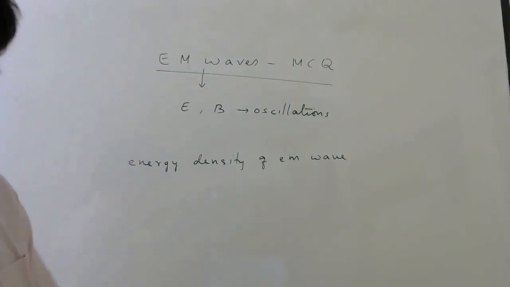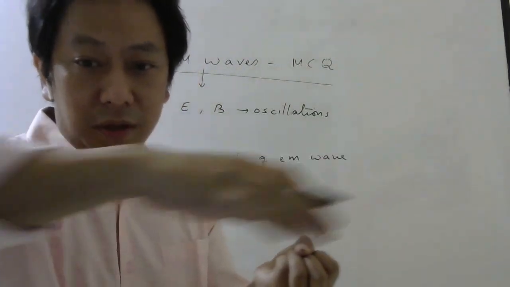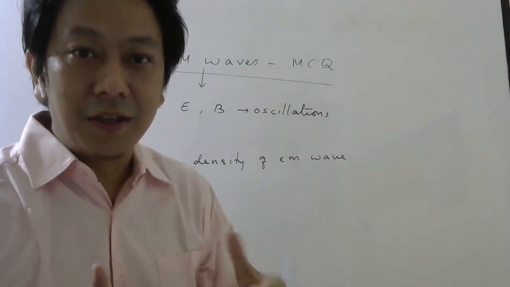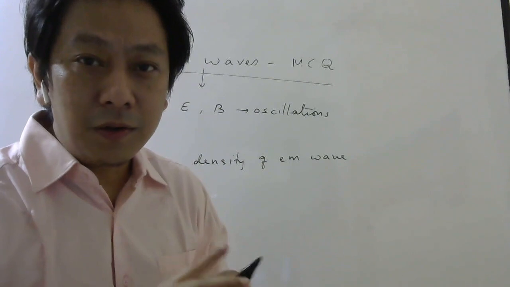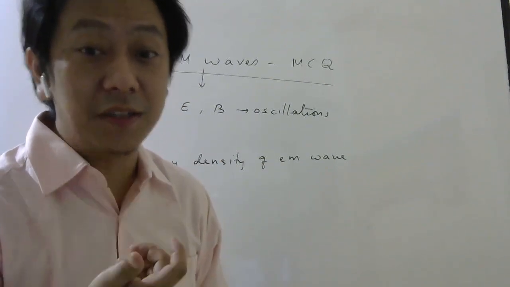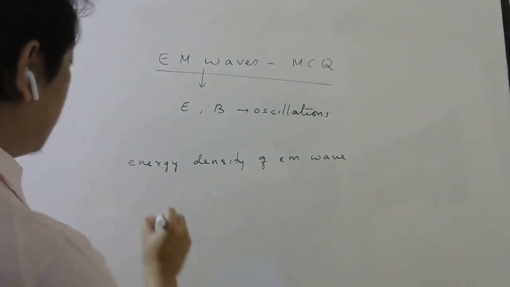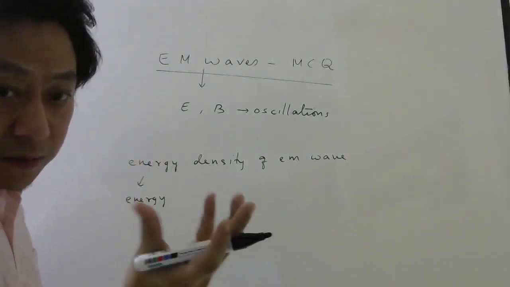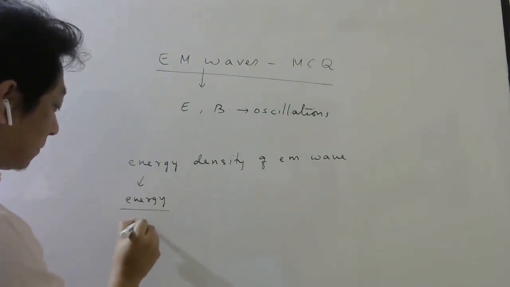imagine there is a source of light, then in the surrounding space there is light. If there is light, there is energy. If there is energy, then we want to know in some volume how much energy is there. That is called energy density. So energy density is nothing but energy in some volume divided by the volume.